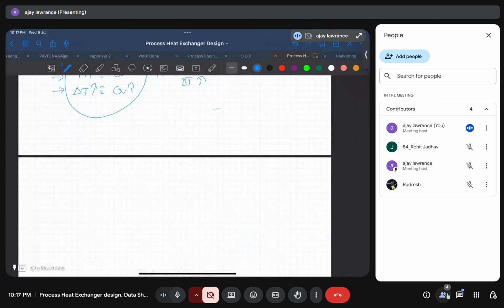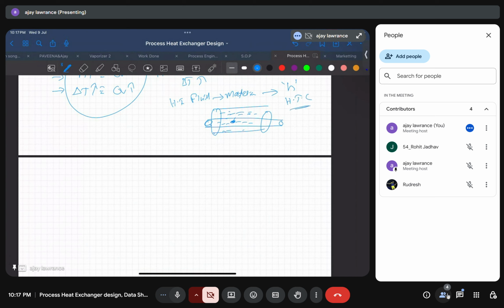If you want to transfer heat, think that the fluid is moving here, and heat is transferred by the fluid to the material. Then you can represent that in terms of H, or heat transfer coefficient. In the heat exchangers that we are using, you will use fluid and solid. So the heat exchange between that fluid and solid.